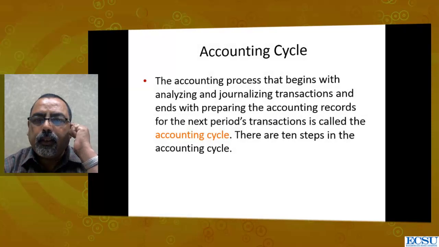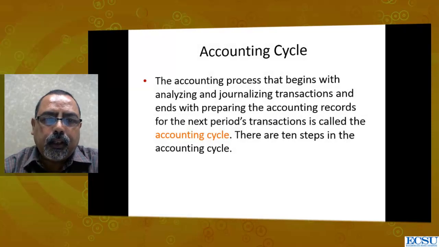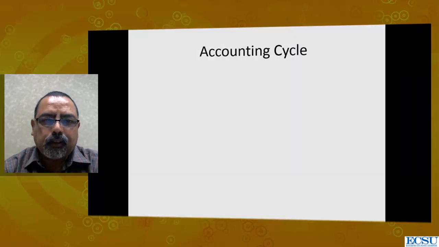Now, what is the accounting cycle? Of course, it is the complete steps involved in completing the accounting process. The accounting process that begins with analyzing and journalizing transactions and ends with preparing the accounting records for the next period's transactions is called the accounting cycle, and there are 10 steps in the accounting cycle.